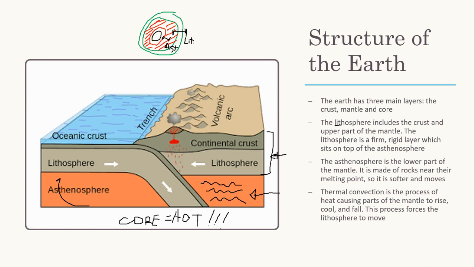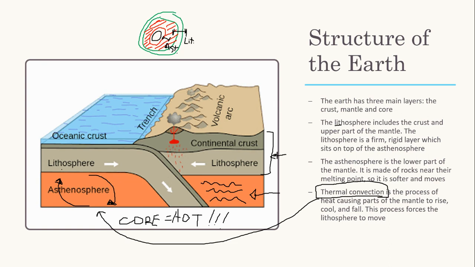causing that molten rock to move upwards. And as it sits towards the top, it's going to start to cool down and fall back down. And this is just a cycle that will keep repeating. This is called thermal convection. Thermal meaning heat, and convection referring to this circular motion.